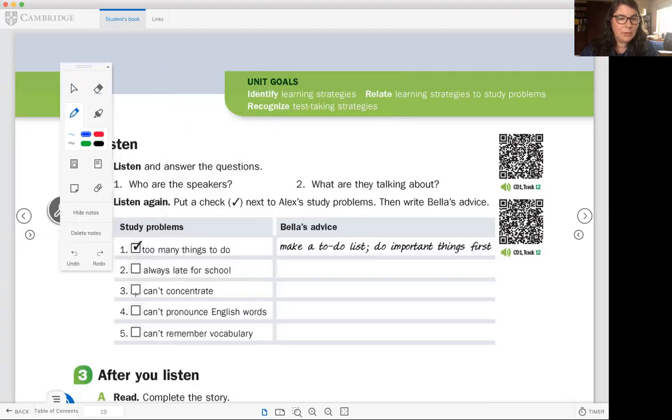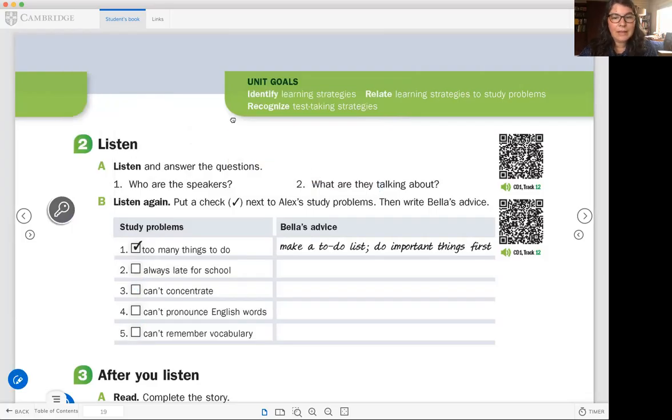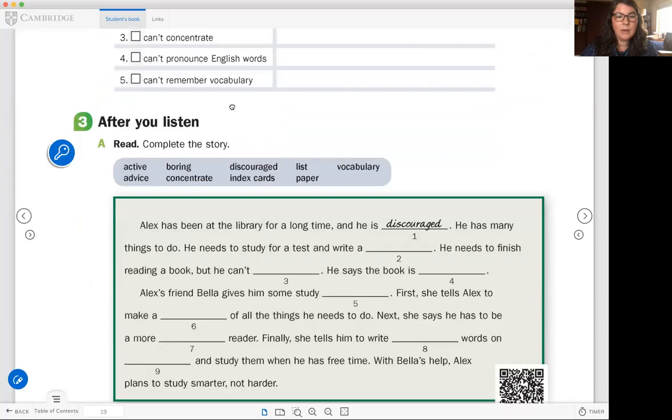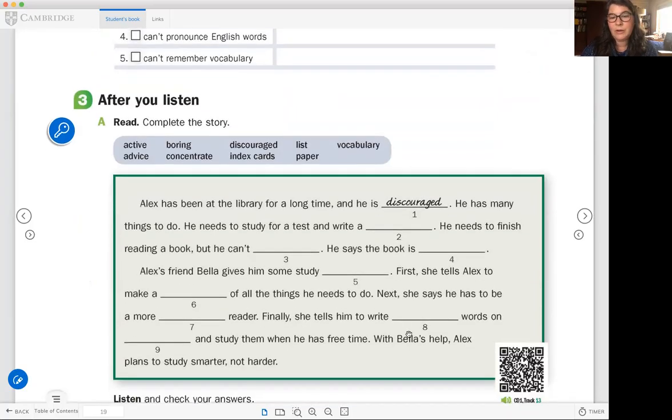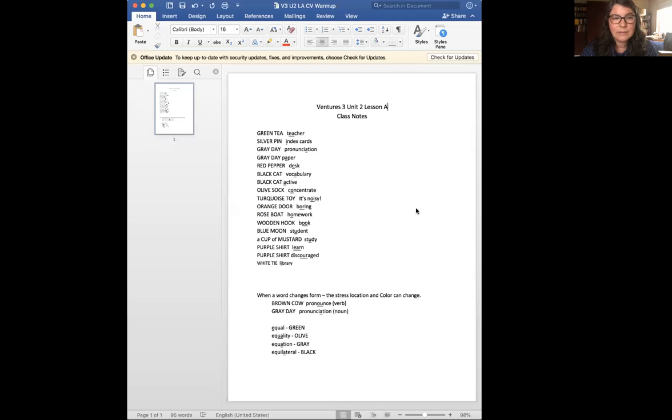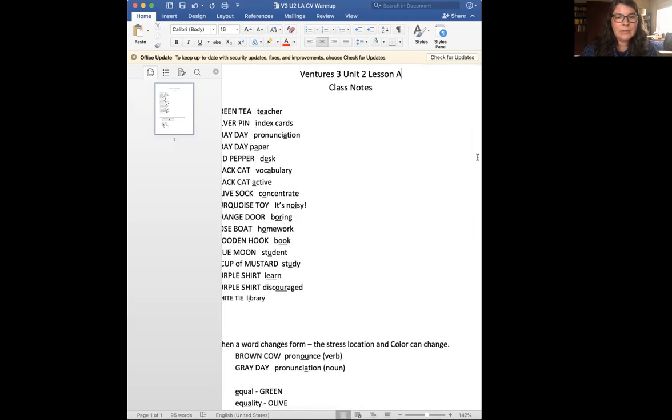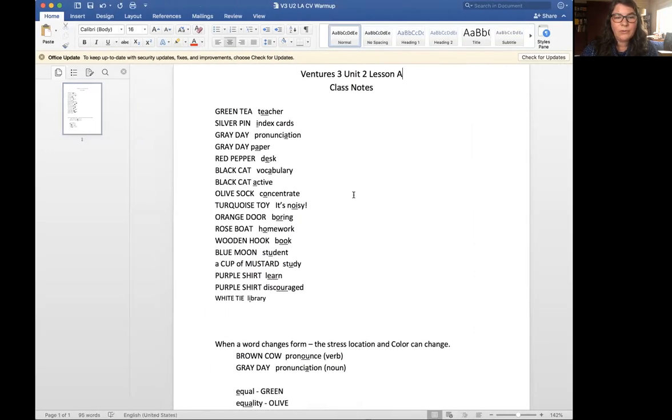Too many things to do, can't concentrate, and you can't remember vocabulary. Did you get it? Okay. Now let's look down here. I want to look at this vocabulary, and then you will do this 1 through 9, put the vocabulary in, okay? So right here, I'm going to go over to color vowel to show you how to pronounce these. And here I decided to give you like 1 word for each color.